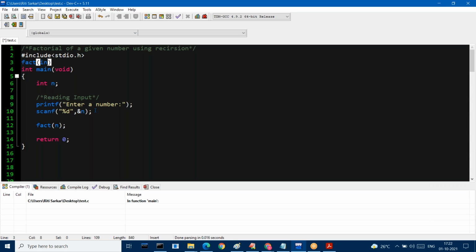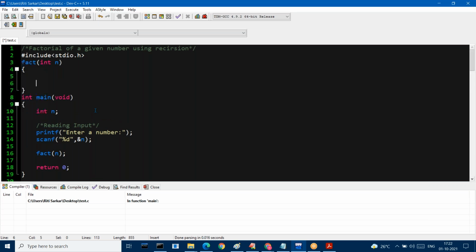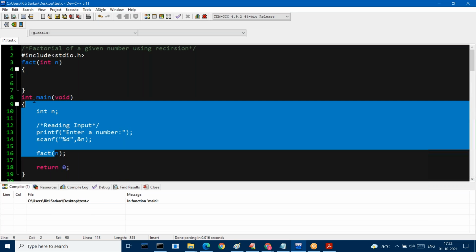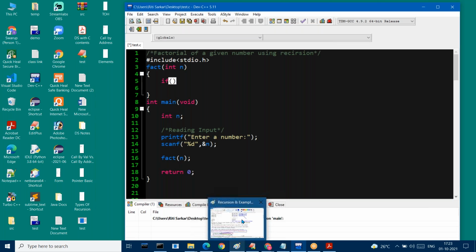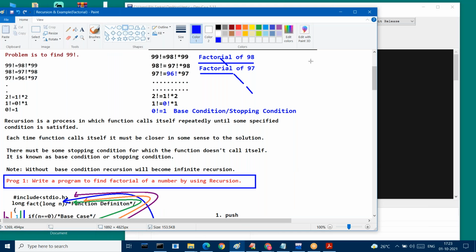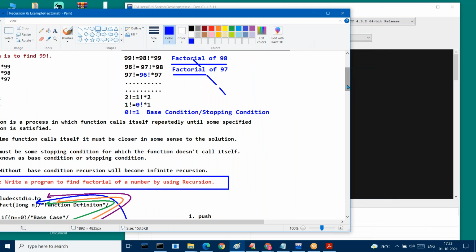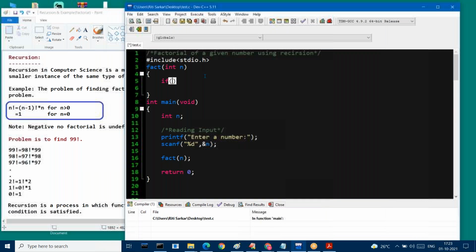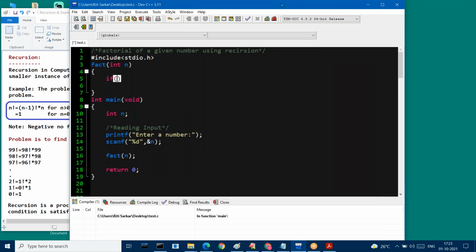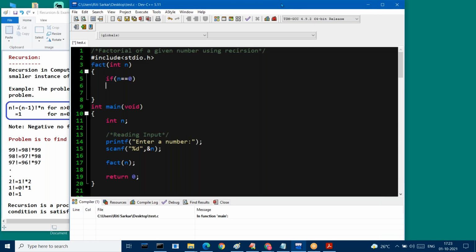int fact(int n). Sir, can I take n here? Sir, any variable name you can take. It's local only. This n belongs to main and this n belongs to fact. Any name you can take, no issue. Now what I'm doing here, I'm writing if. By seeing that definition, guys, I will develop the program. One condition I found, n is equal to 0. So if n is equal to 0, return 1.